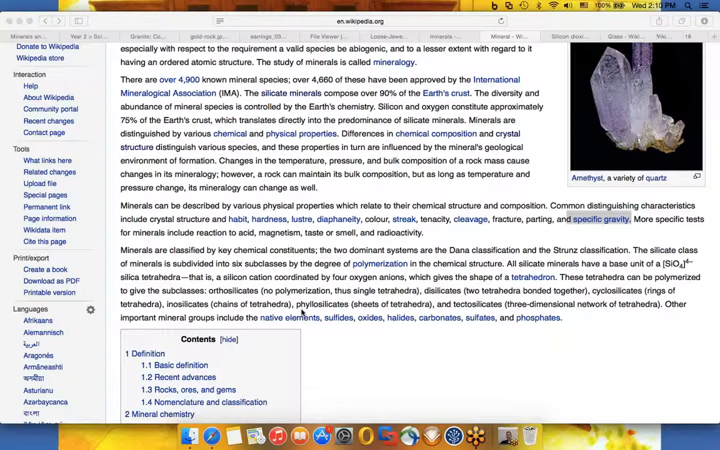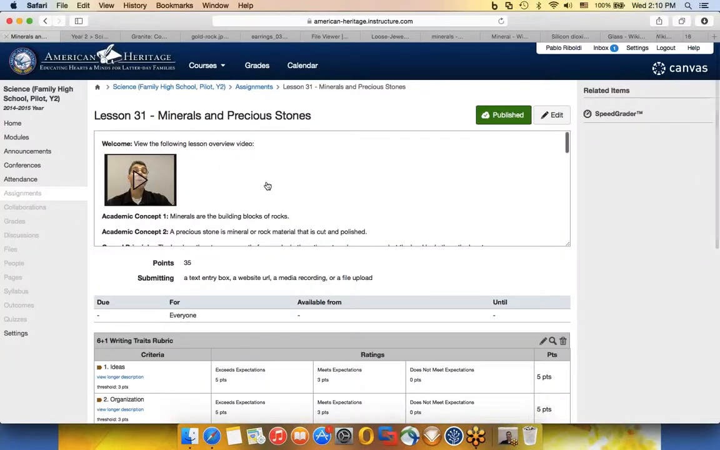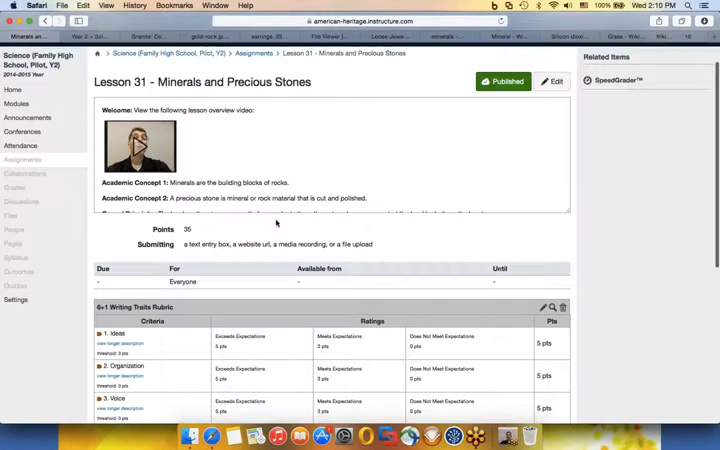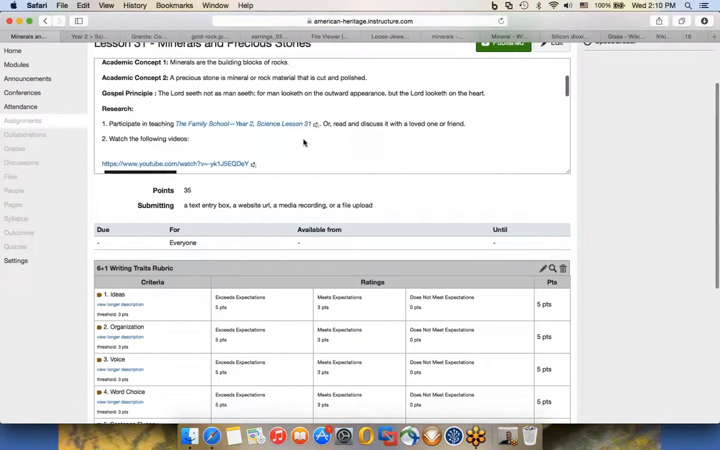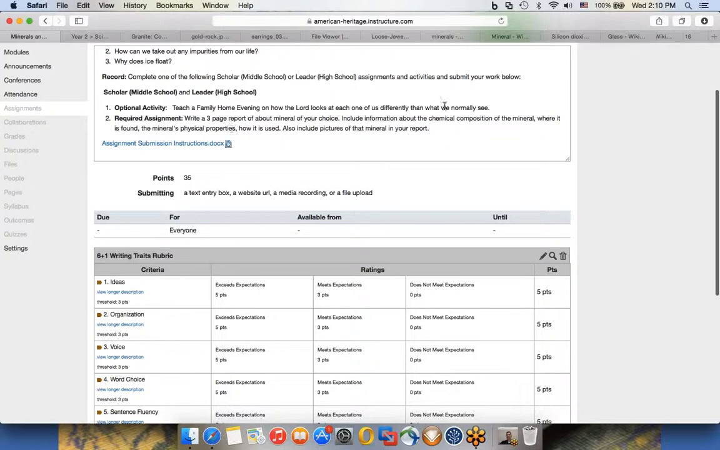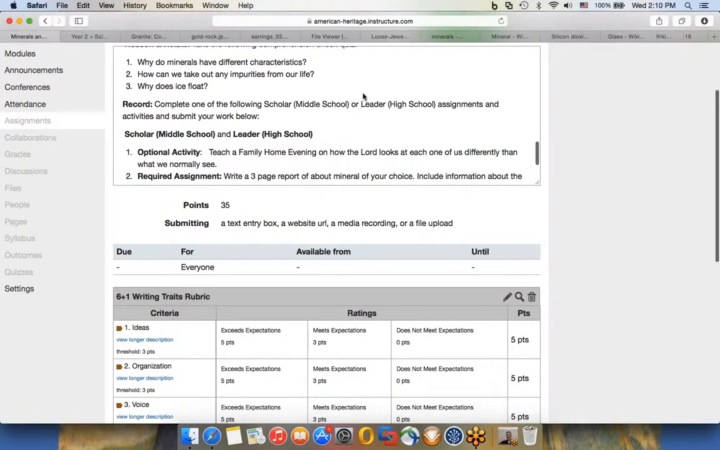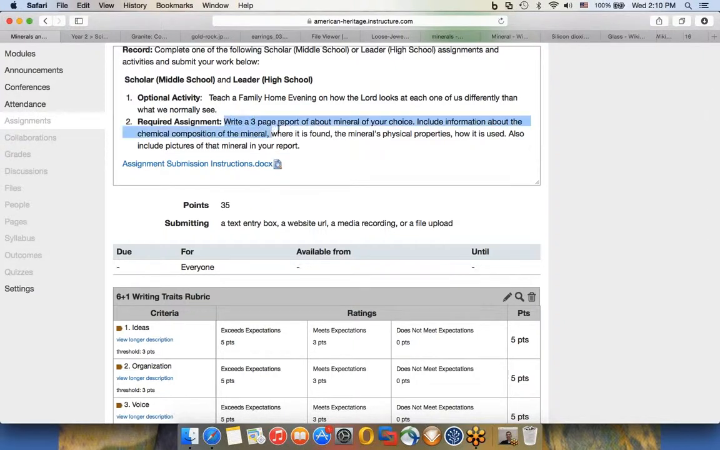So for the homework for this class, I'm going to ask you the assignment. Here we have the homework. Let me put this a little bigger. So the required homework is to write a 3-page report about a mineral of your choice. You can choose a mineral. It could be any of the ones that we discussed here in class, or another one, gold, carbon, whatever mineral you choose, and then write a report of that.